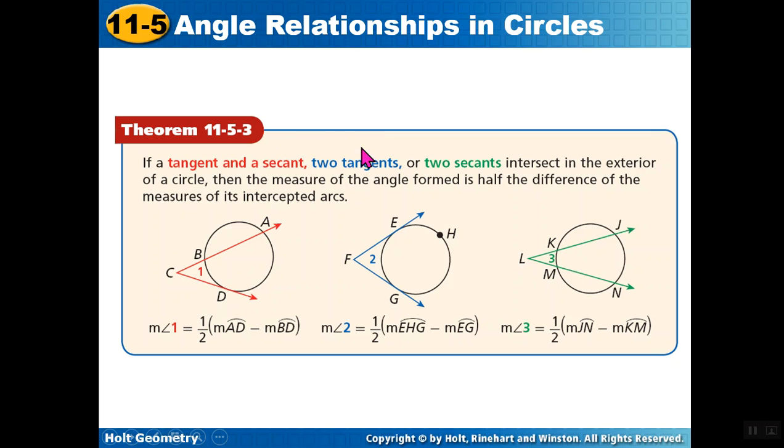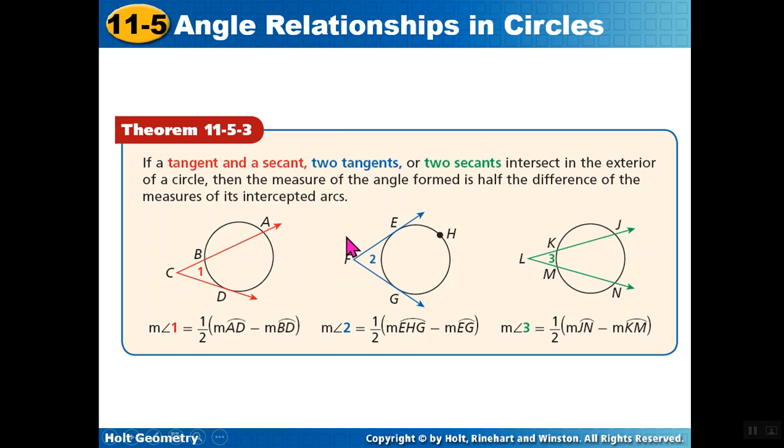If any two tangents, two secants, or a tangent and a secant intersect in the exterior of a circle, outside the circle, then the measure of the angle formed is half the difference of the measures of its intercepted arcs. What does it mean? In the second theorem, if you remember, if they intersect inside the circle at an interior point, then we added the front arc and the behind arc, then we divided the answer by 2.